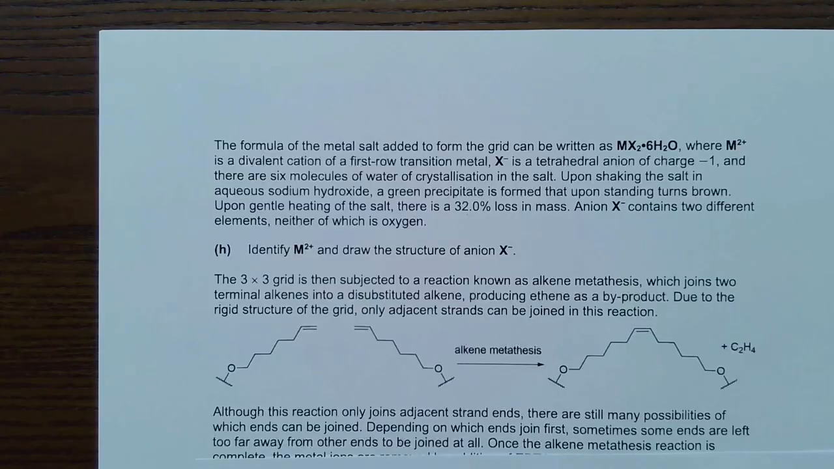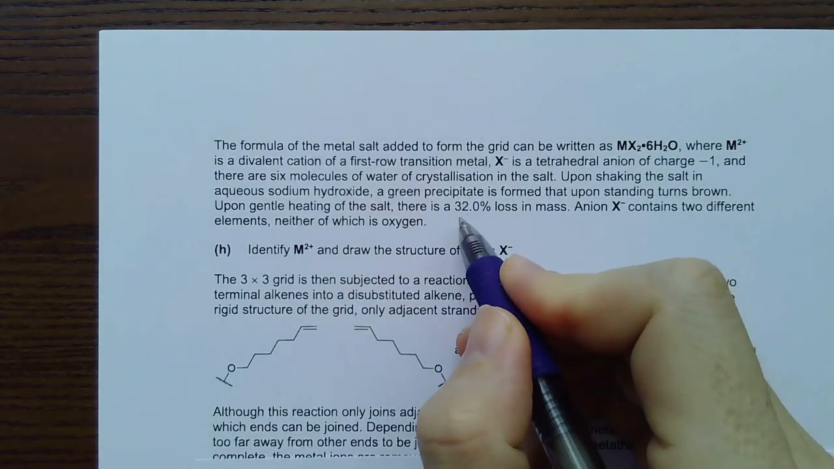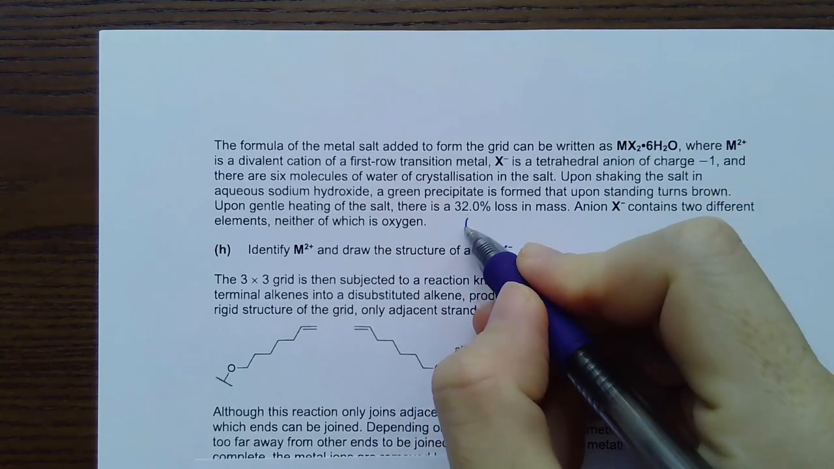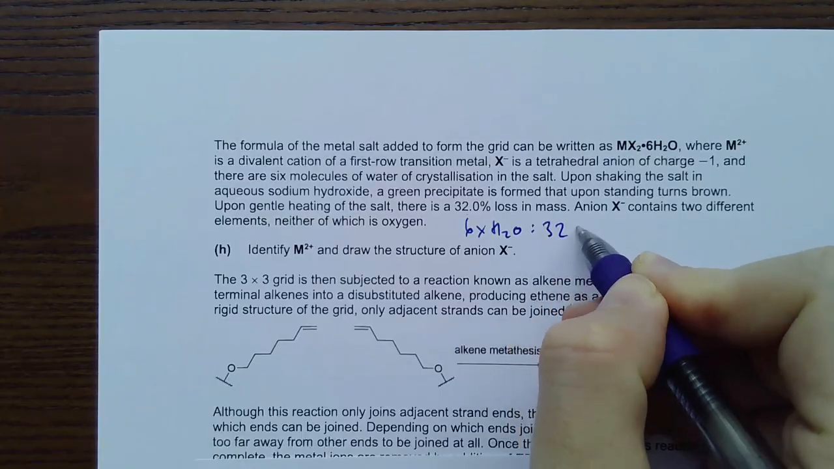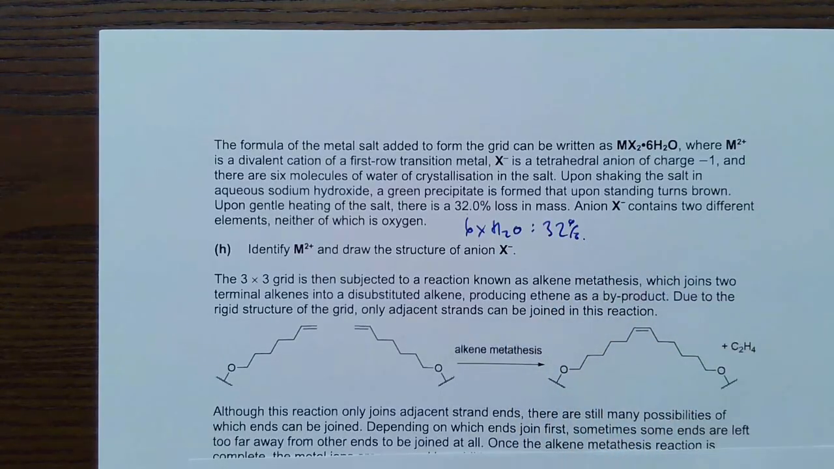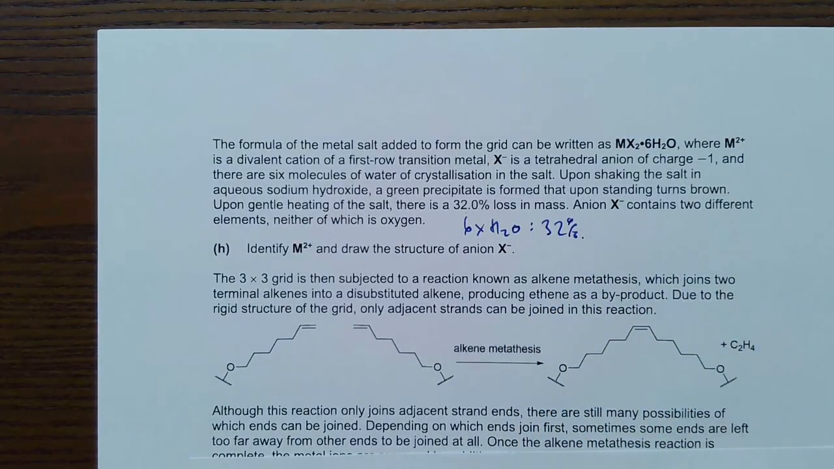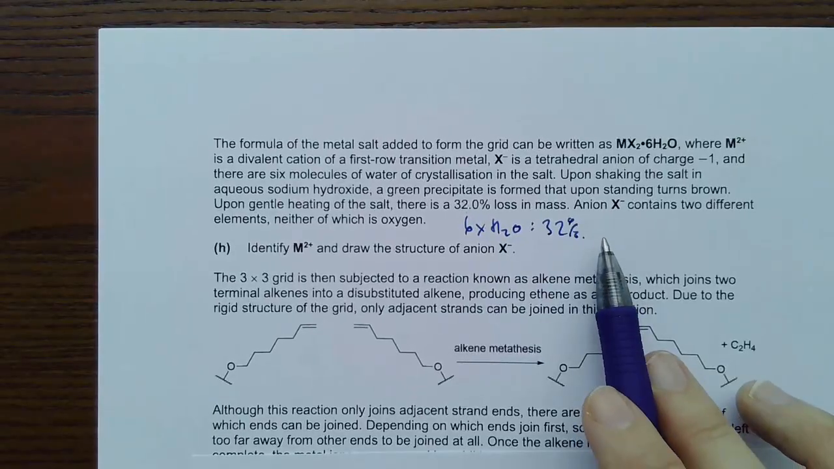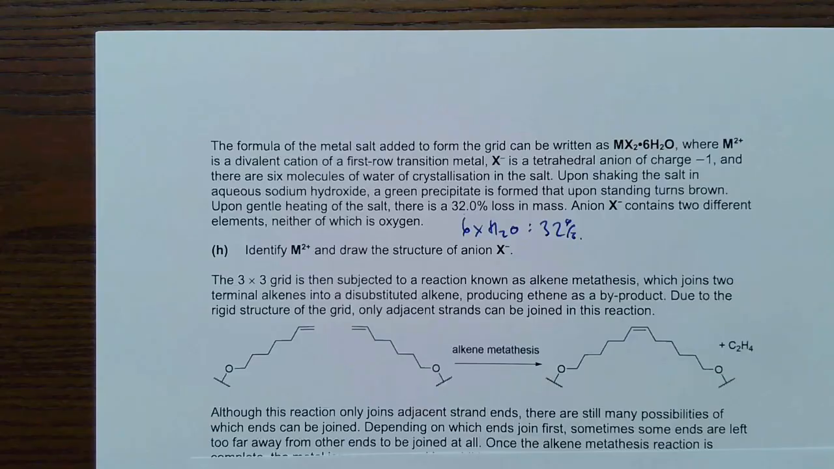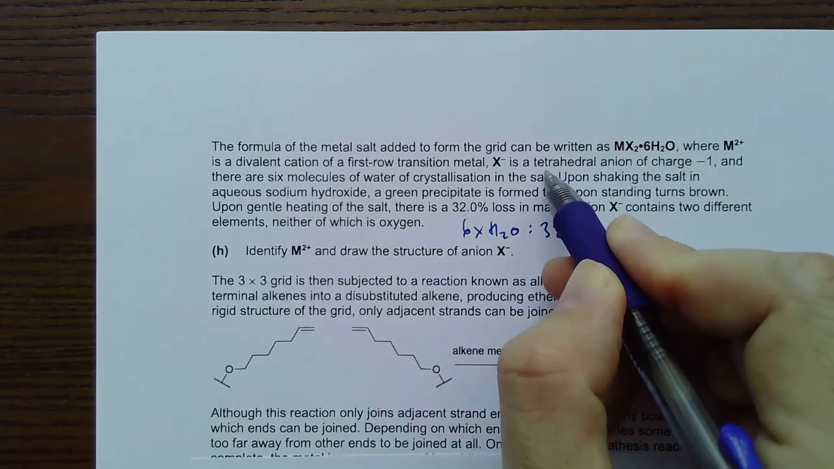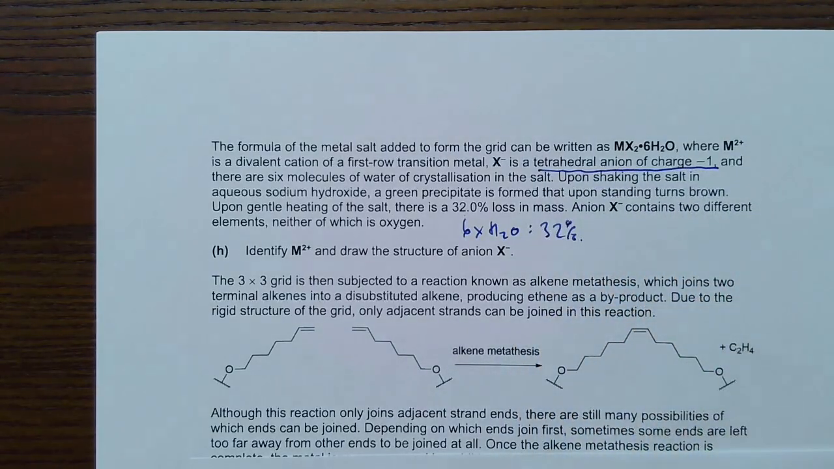So we're going to be able to work out the identity from the fact that we've lost 6 times H2O is 32% of the mass. So we can work out what the total mass is, and then we can take away the ion and work out what the anion is. But first, before that, can we start getting some ideas of what kind of thing is going to make sense for X-? So a tetrahedral anion of charge -1.